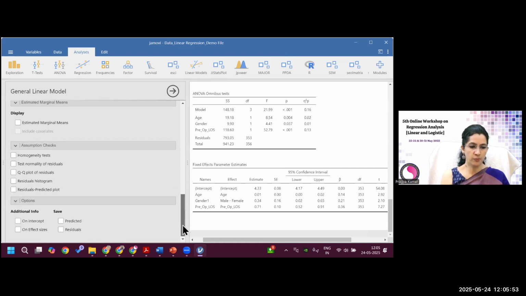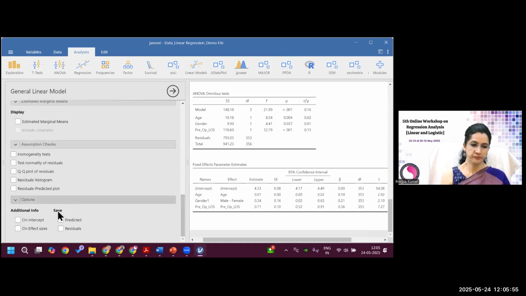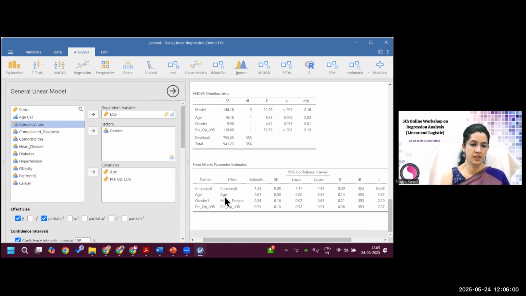Options, again, those options of saving predicted and residual, it is here also. So have you understood up till this point?